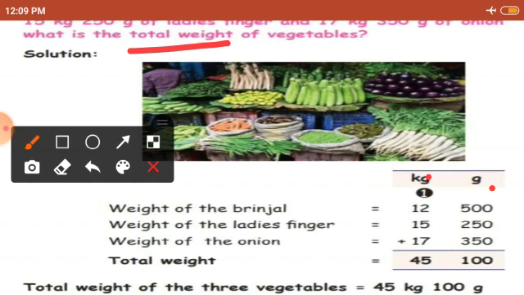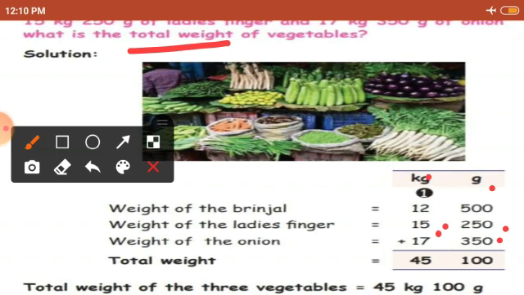Next one, weight of the lady's finger. How much is it? 15 kilogram, 250 gram. Same as previous, you have to write 15 in kilograms place. Next you have to write 250 in grams place. And see the final one, it is weight of the onion. It is 17 kilogram, 350 gram. 17 must come in kilograms place. Next 350 must come in grams place.